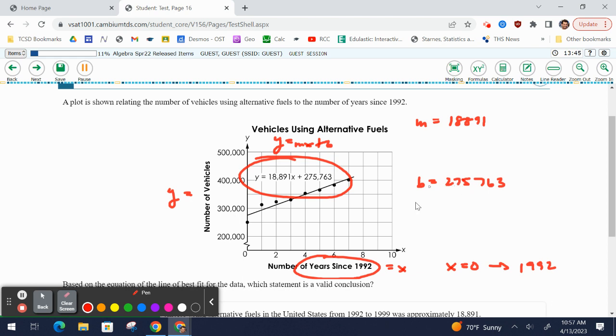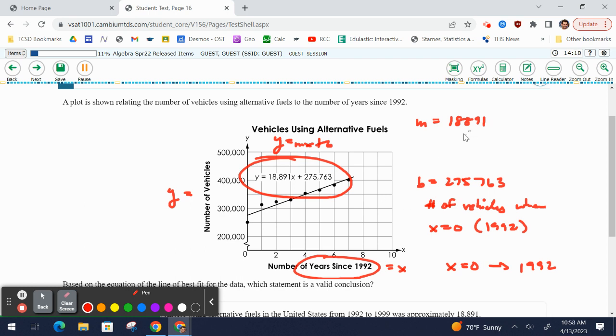The b is the starting point. It is the number of vehicles when x is 0. And when x is 0, that's the year 1992. So again, think of the b value as the y when x is 0. This means in 1992 there were 275,000 cars.